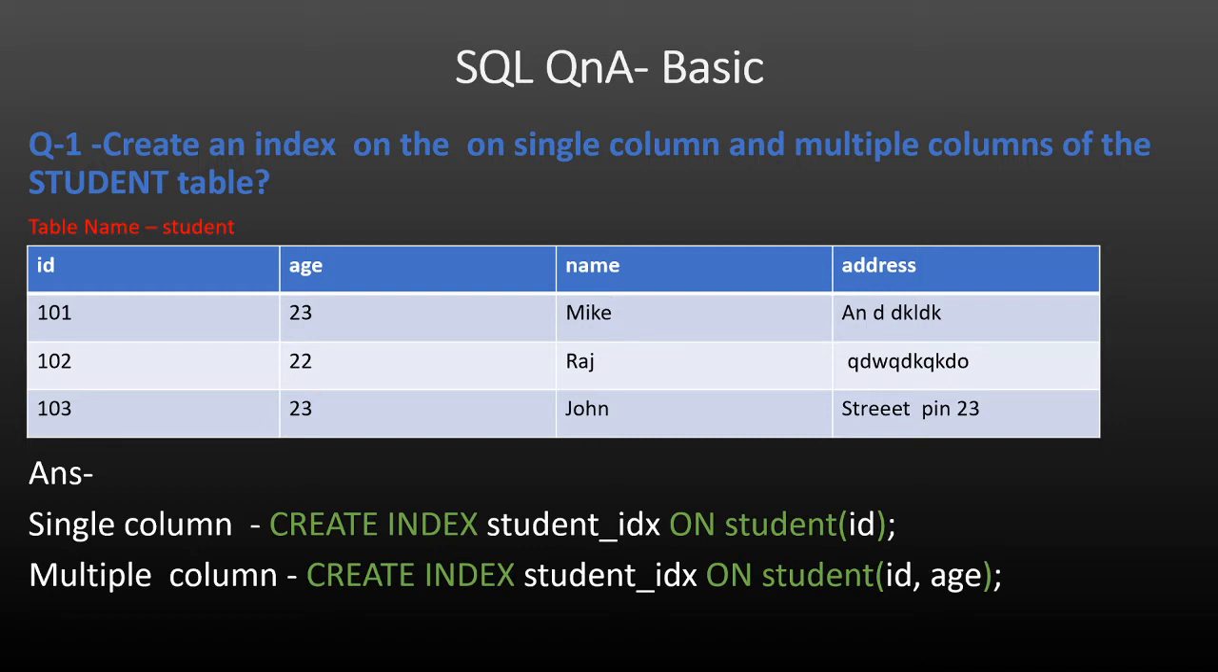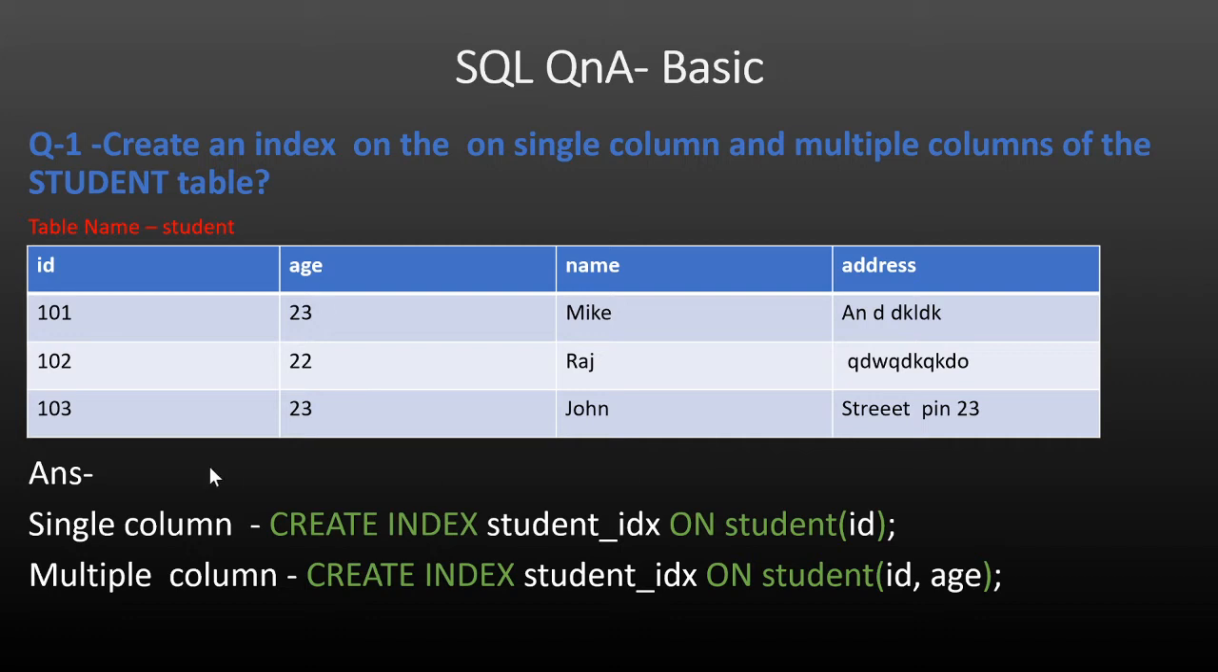Today's question is a simple one that may be asked in your interviews. Suppose you have a table named student with columns like ID, age, name, and address. They can ask you to create an index on the ID column of this table, or create an index on a combination of two columns, like ID and age. So how do you answer that question? It's pretty basic and simple. How do you create an index in that case?